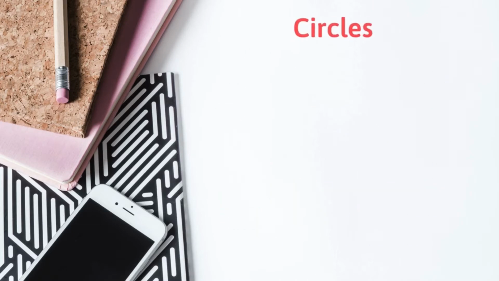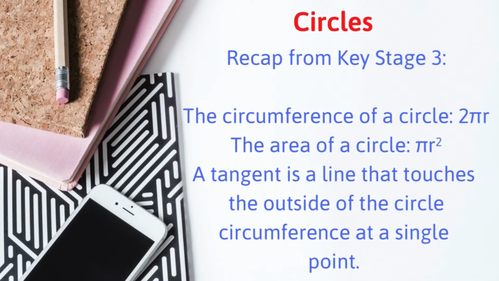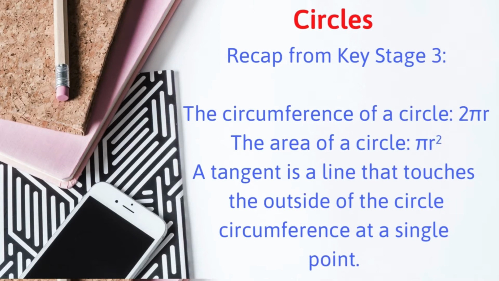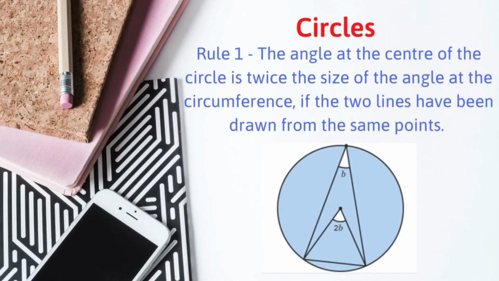Let's get started. There are lots of rules to learn about the angles and lines that can be drawn within a circle. To recap from Key Stage 3, the circumference of a circle is 2 times pi times r. The area of a circle is pi times r squared. A tangent is a line that touches the outside of the circle's circumference at a single point. So let's have a look at the rules we need to know.